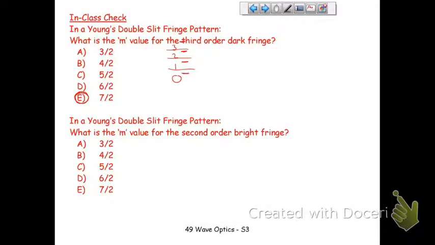Cool. In a Young's double slit fringe pattern, what is the m value for the second order bright fringe? Well, it's 0 for the 0th order, 1 for the first order, 2 for the second, 2 is 4/2. Agreed? Yep. So you've got to be able to plug in the right value of m.